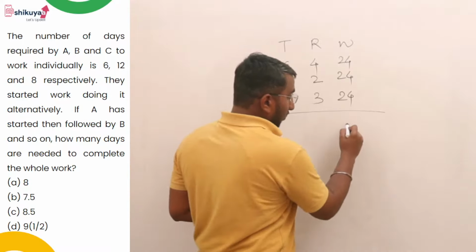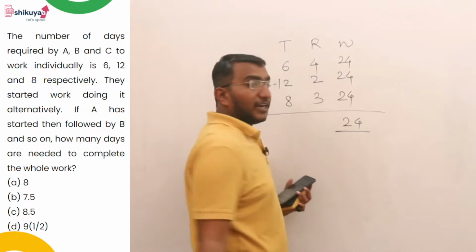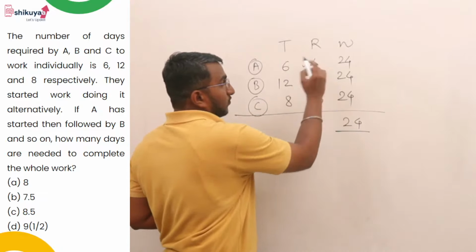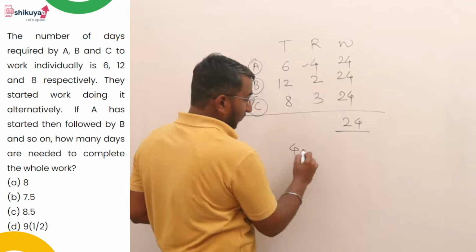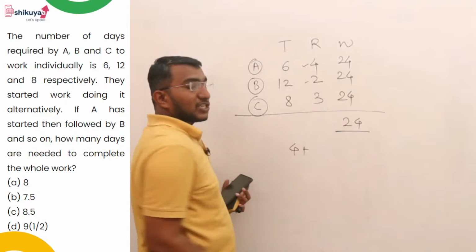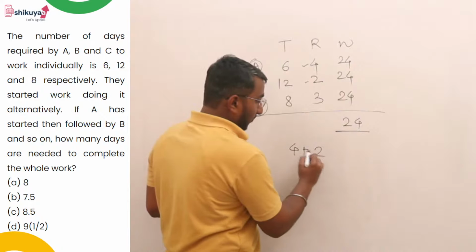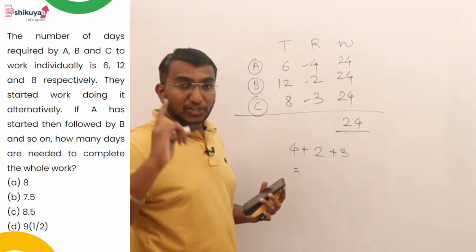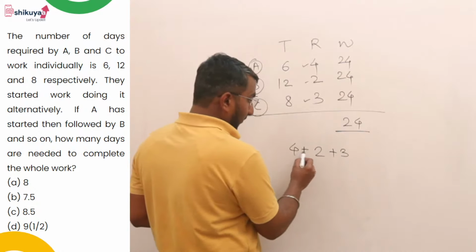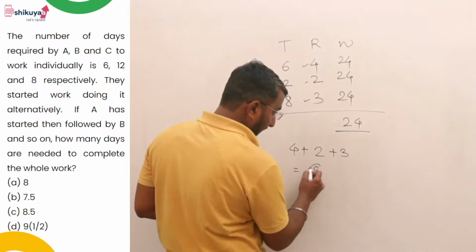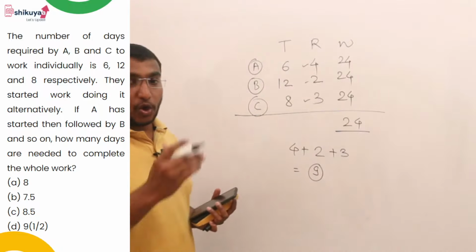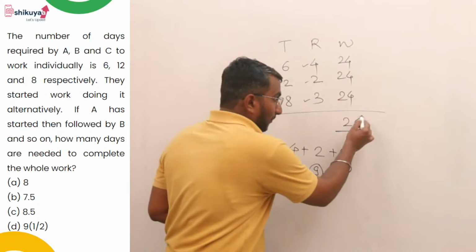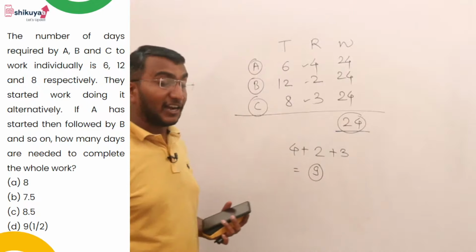So likewise, the total units of work to be completed is 24 units, out of which when A works for a day, he completes 4 units of work. When B completes 1 day, he completes 2 units of work, and when C works, he completes 3 units of work. So after completion of the 3rd day, the number of units that has been completed is 6 plus 3, that is 9. Right? So after one iteration of all of these 3 people, 9 units of the work has been completed. So to complete the 24 units, how many such iterations are required?